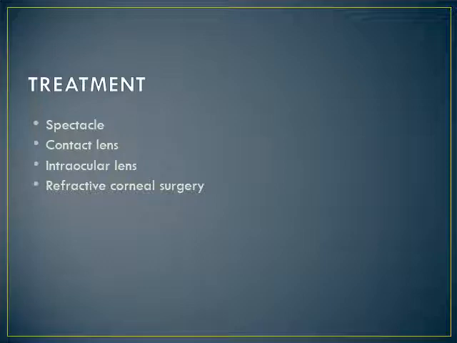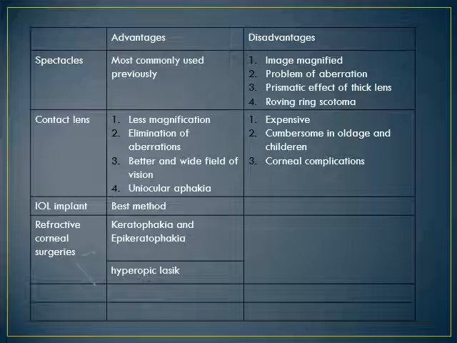So in treatment option there may be spectacles, contact lens, intraocular lens and refractive corneal surgeries. So this table shows the advantages and disadvantages of the various options. So spectacles were most commonly used previously before invention of intraocular lens. Disadvantages are that image is magnified, problem of aberrations, prismatic effect of thick glasses, and roving ring scotoma, whereas peripheral field patient has scotoma. There is loss of field in the periphery.